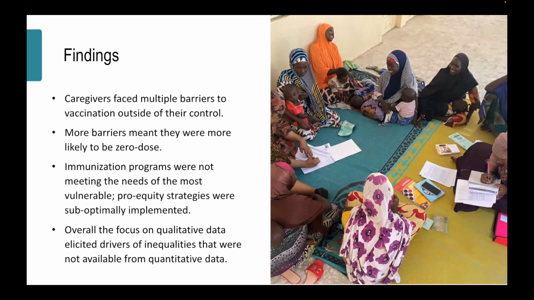While pro-equity strategies such as outreach vaccinations and microplans existed on paper, they were suboptimally implemented. And in terms of identifying inequalities, we found that the qualitative approach provided further insight into the drivers of inequality. Next slide.